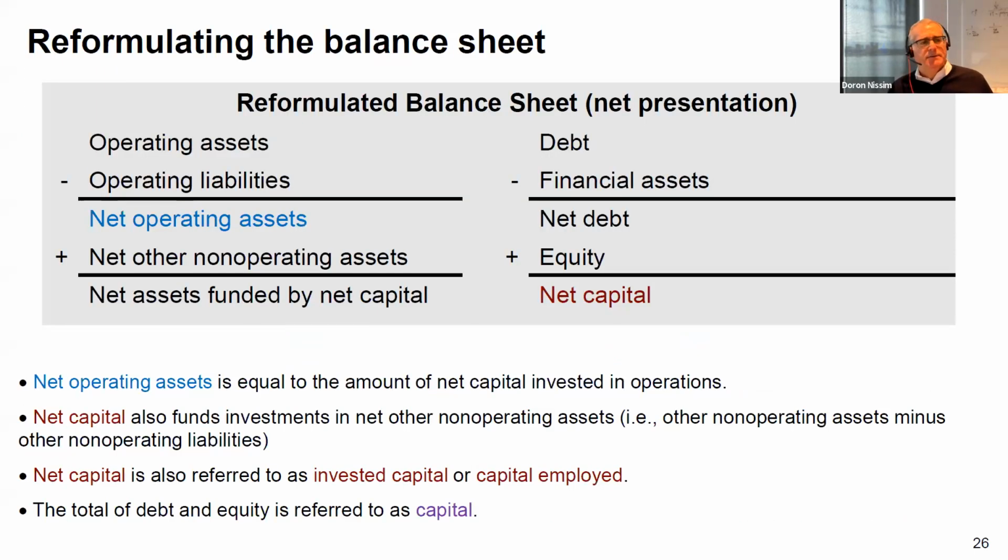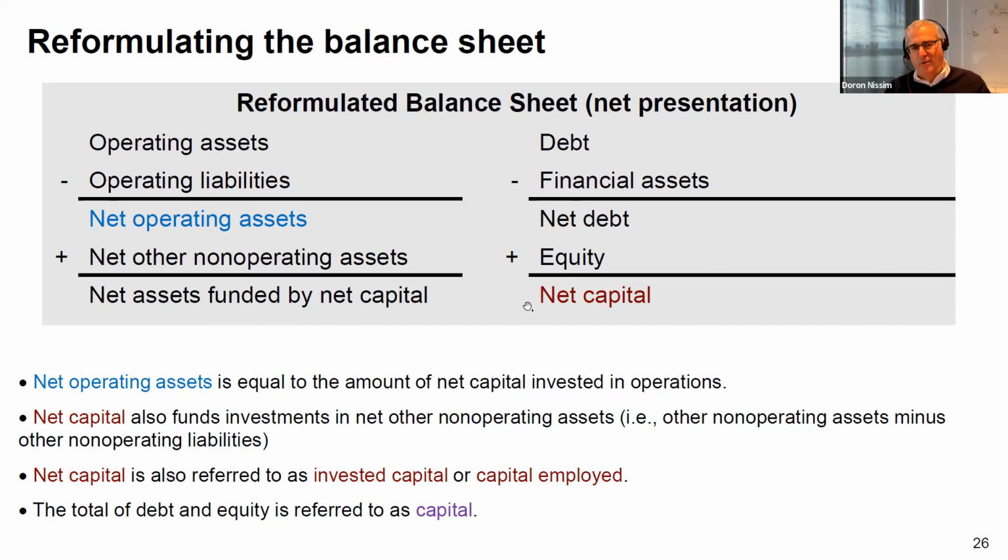Okay. Then once you have the reformulated balance sheet, you basically take operating liabilities to this side, financial assets to the other side, and you get this net presentation of the balance sheet, which shows that the capital funds the net operating assets, but the capital can also fund other items besides operations, like equity method investments, like, again, discontinued operations and so on.